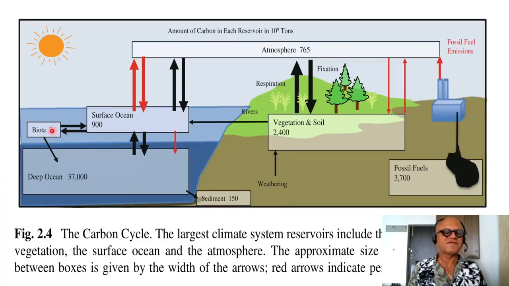So biota have a small amount because it's just a seasonal growth and demise, but deep ocean stores 37,000 gigatons compared to this reservoir here, which is so small. Surface ocean has 900. Human beings are perturbing the ocean sources and sinks, as well as the export of carbon and burial here into the sediment, for example, by cascading effects. And we have respiration, fixation, and the vegetation and soil reservoir of 2400 gigatons with these fluxes in and out. Human beings are perturbing these as well.